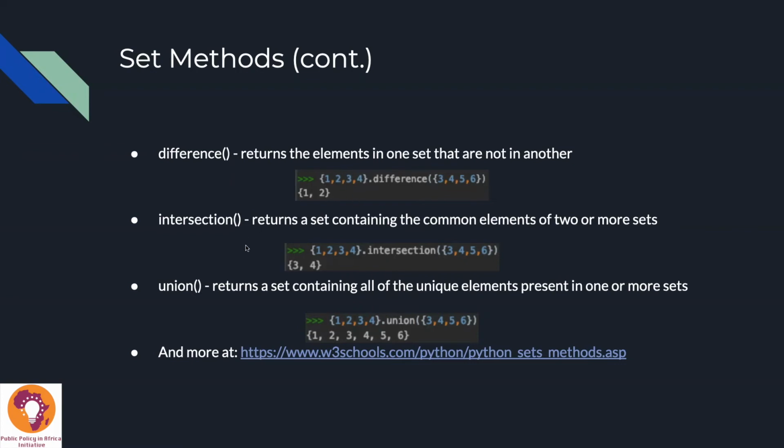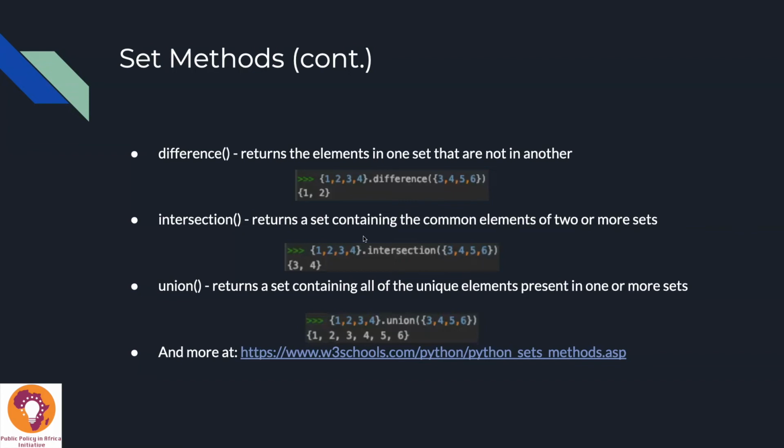So, intersection. Intersection returns a set containing the common elements of 2 or more sets. Here we have our first set, 1, 2, 3, 4, calling the intersection method on the first set using dot notation. So set 1, 2, 3, 4 dot intersection, and I'm passing as my argument to the intersection method the set 3, 4, 5, and 6.